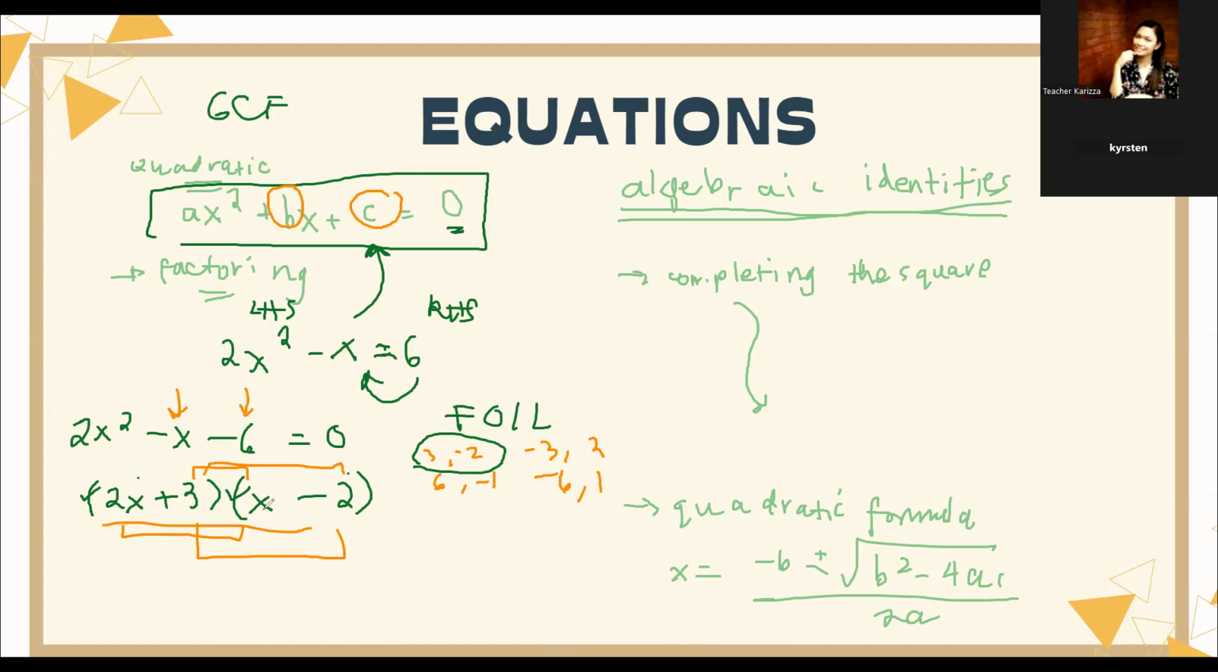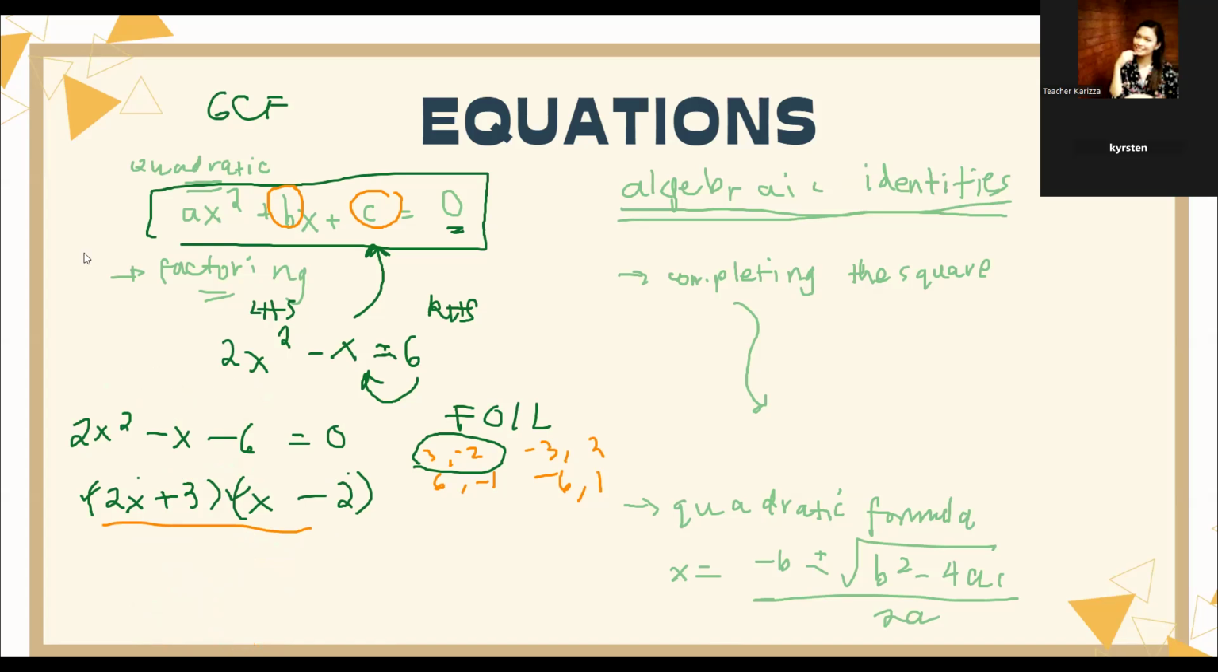So, 2x times x is 2x squared. And then we have 2x times 2 is negative 4x. And then we have 3 times x is 3x. And then we have 3 times negative 2 is negative 6. So if we add this, we get 2x squared minus x minus 6. So it's correct, right? So you can always double check. So since our answer is correct and the factors are correct, we can do the final step, solving for our zeros.